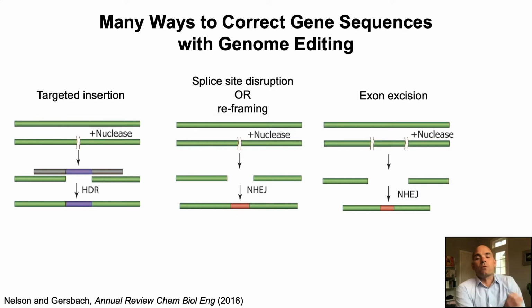And along with that, I want to just build on what Dr. Olson already highlighted, which is that there are many different ways with which gene editing can be applied for Duchenne, whether it's targeted insertions, whether it's single cut for splice site disruption or reframing, or double cut approaches to remove one or more exons that can address a broad group of patient populations.